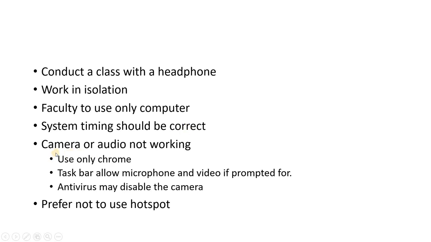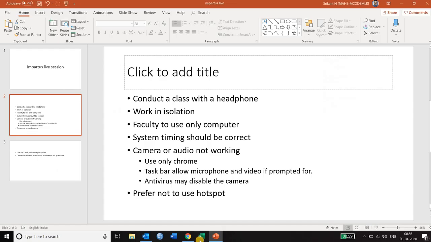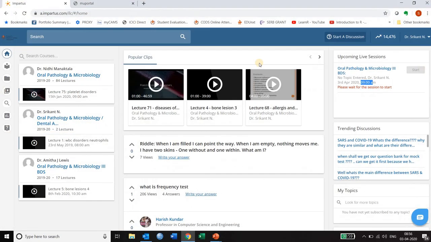Now there may be a few issues which you will face. So the camera or the audio is not working. It's preferable that you use only Chrome. Other browsers seem to give some trouble. The taskbar will appear when the live button is clicked, the start button is clicked. There will be one pop-up coming up from the top. So just in case the start button is clicked, there will be a pop-up coming up somewhere in the top region here. And in that button, you should say allow.